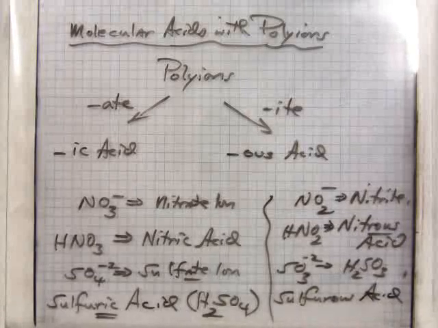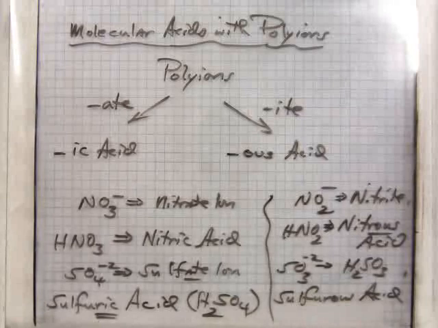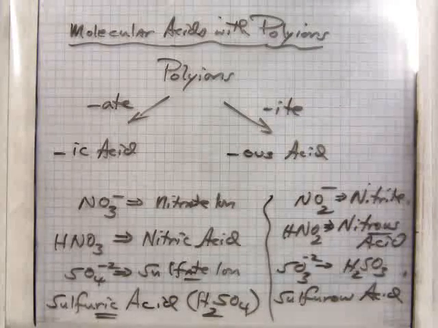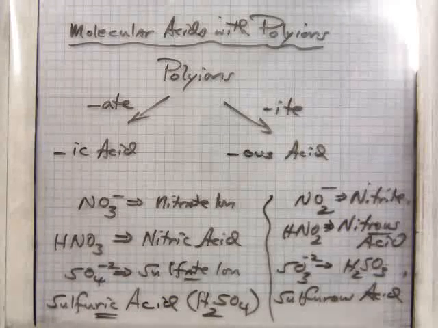Like that. So you can go down through all of your polyions and neutralize the negative ions, that is, with the appropriate number of hydrogens. And then if it's an ATE ending, you just name it relative to the ic acid, or if it's an ITE ending, it's OUS acid. We'll give you some more examples on that.